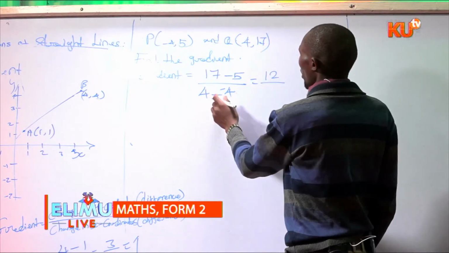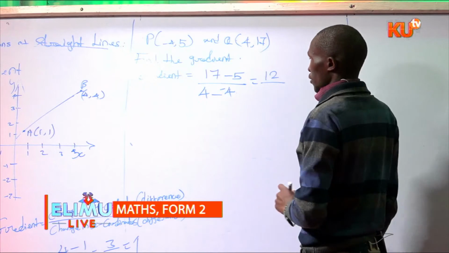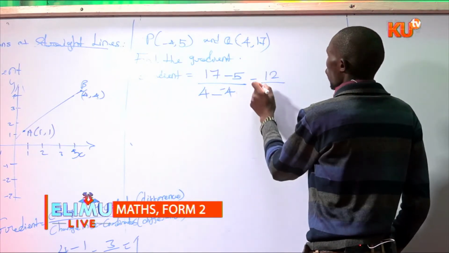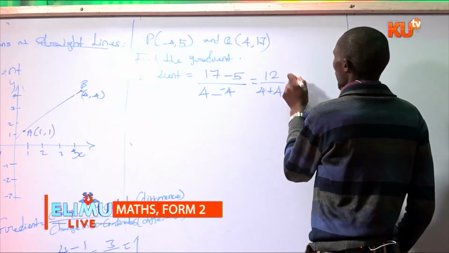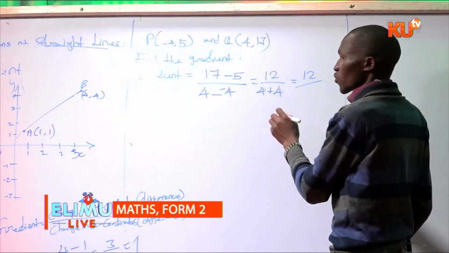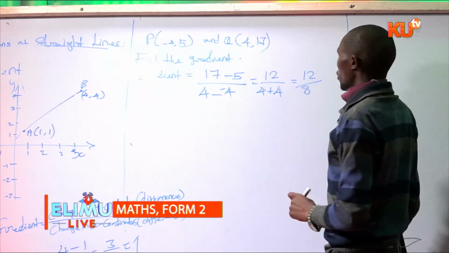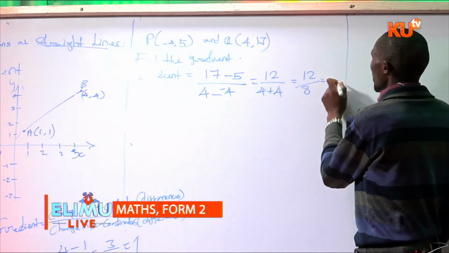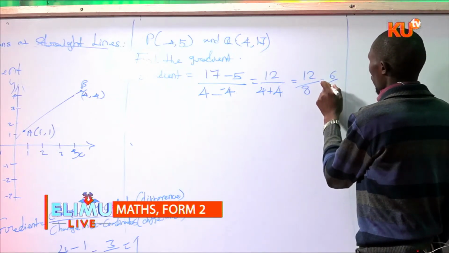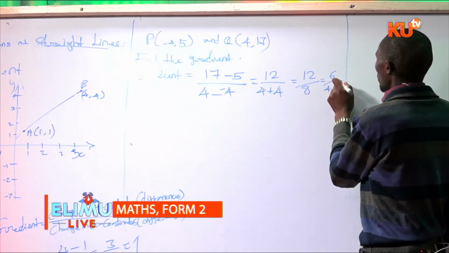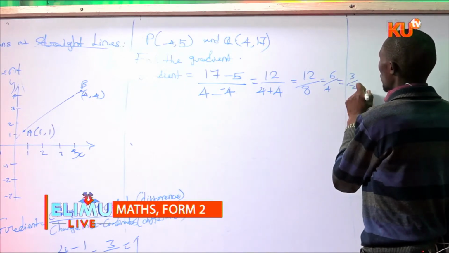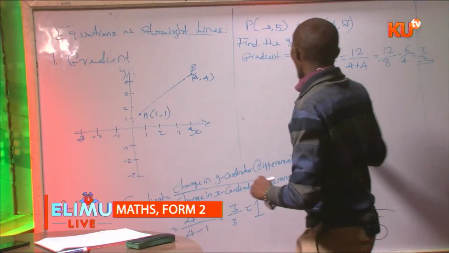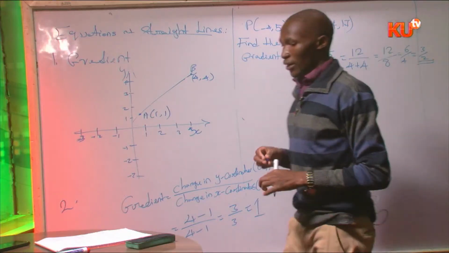What is 4 minus -4? This is integers. So 4 minus -4 equals 4 plus 4. Therefore, you have 12 all over 8. It's always necessary to simplify your final answer. So you simplify this to 6 over 4, which equals 3 over 2. So you can say that the gradient of this straight line equals 3 over 2.